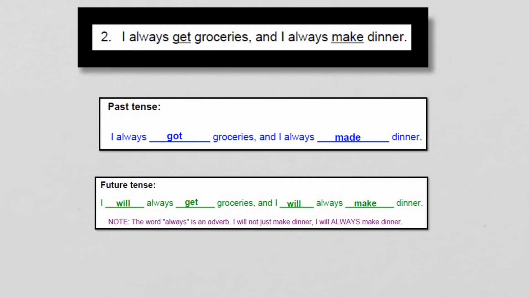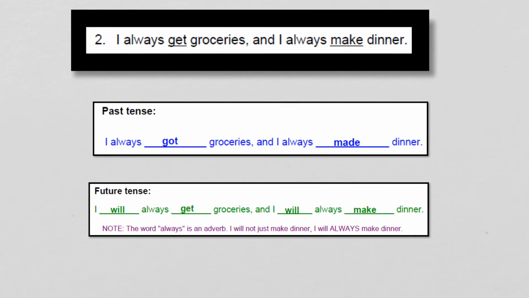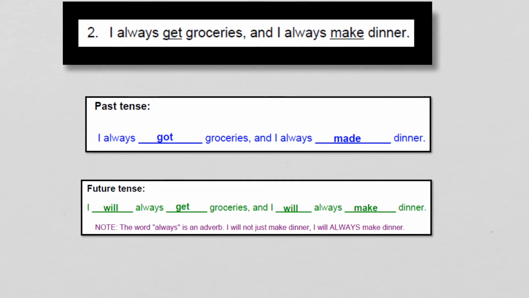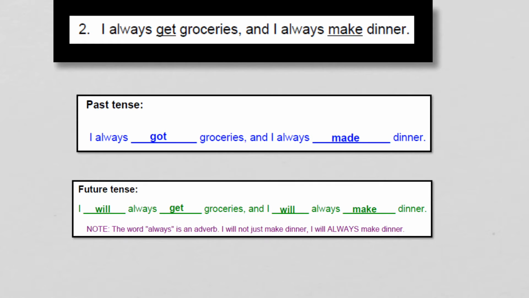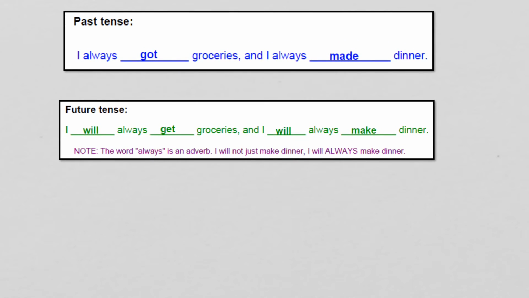Now, some of you might be saying, well, what's with this word always? I always get groceries and I always make dinner. Always is an adverb. So you don't just get them, you always get them. You don't just make it, you always make it. Right? And so you can put that adverb in front of the verb, right? Here in the past tense, right? I always got groceries and I always made dinner.